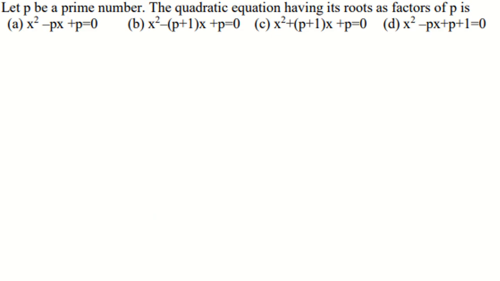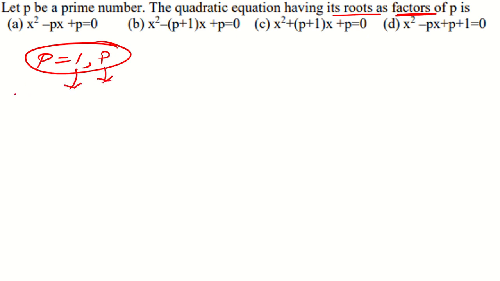Now let's start some questions. This is from the CBSE website, a sample paper for grade 10. Let p be a prime number. What's a prime number? A prime number means it will have only two factors. P will have only two factors, that is 1 and p only. If you remember this, then this question is very easy. The quadratic equation having its roots as the factors of p, it means 1 and p are the roots.